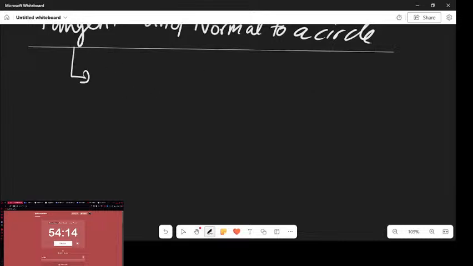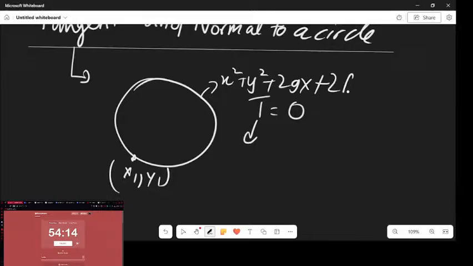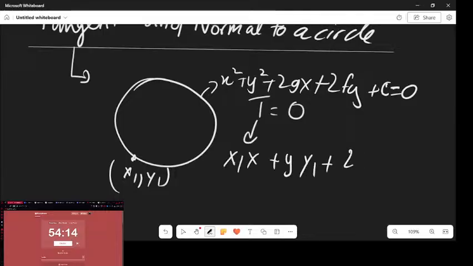Okay, let's start with tangent. If we have a circle and the tangent is represented by T is equal to 0, that's nothing but a representation of a tangent. If you have a point x1 comma y1, and the equation of the circle is x square plus y square plus 2gx plus 2fy plus c is equal to 0.